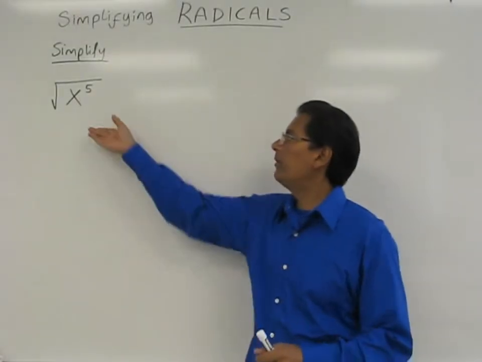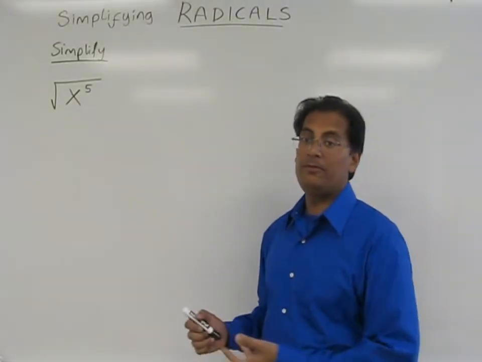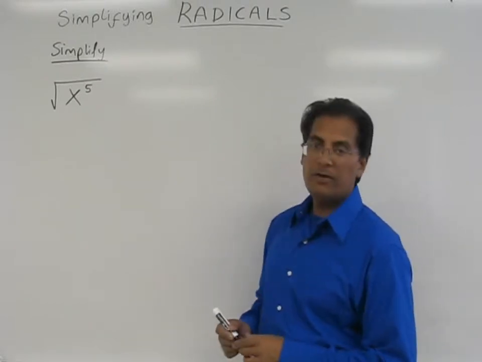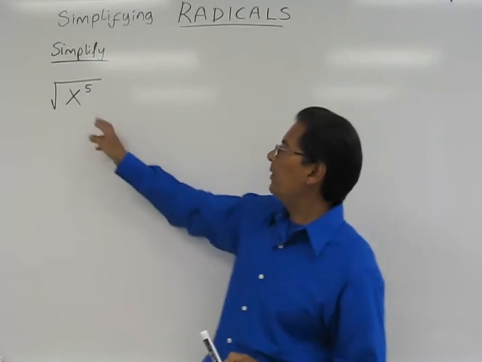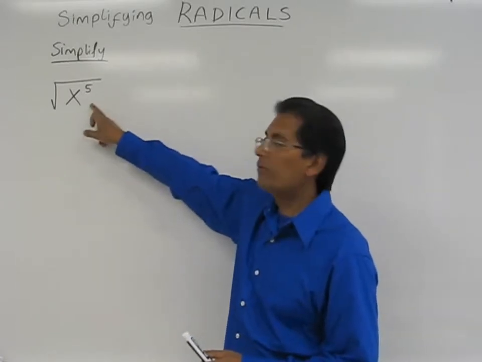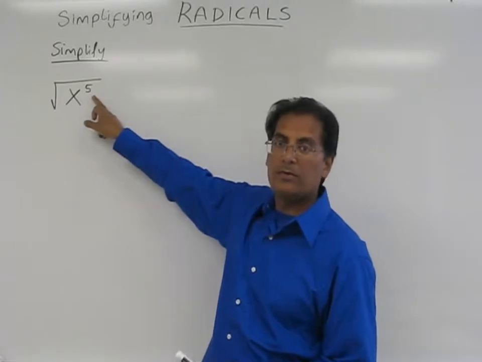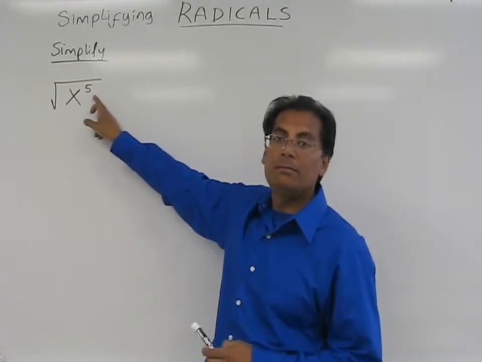So here we want to simplify the square root of x to the fifth. We have the square root of x to the fifth. How do we square root something with a variable? Well, if you want to square root anything with a power as a radicand, if this power is even, we can easily square root it because we just need to divide the power by 2.